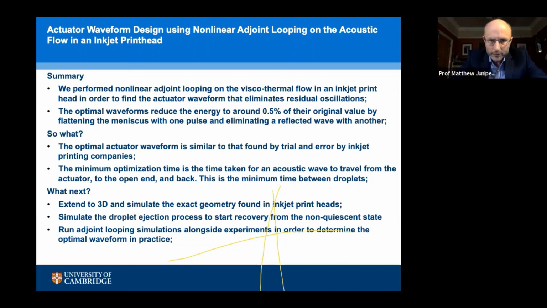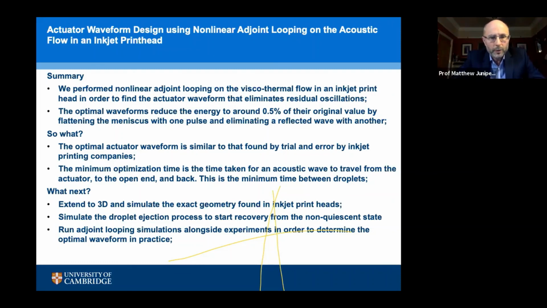In the case we looked at, which was slightly contrived for the purpose of presentation, they reduced the energy to around 0.5% of their original value by flattening the meniscus quickly with one pulse and then eliminating the reflected wave with another pulse. So what? Well, rather reassuringly, this waveform is similar to that found by trial and error by the inkjet printing companies, and indeed ones that use inkjet print heads but aren't themselves inkjet printing companies. So what? Well, the minimum optimization time is the time taken for an acoustic wave to travel from the actuator to the open end and back. That's got to be your minimum time between droplets.